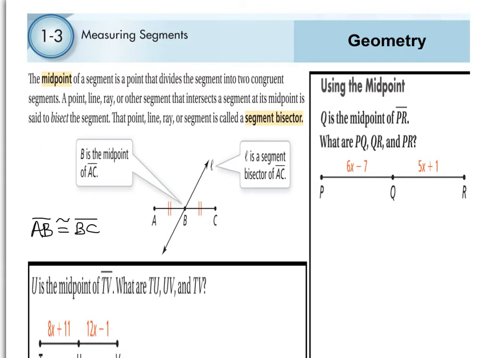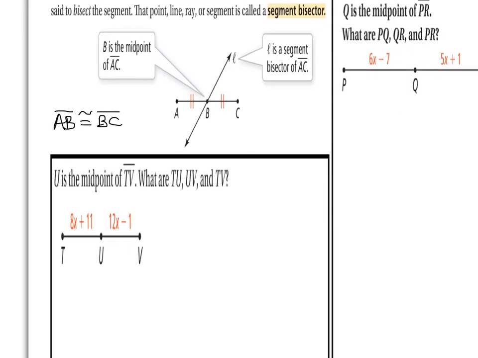That's different from the segment addition postulate. The segment addition postulate said part plus part equals whole. Now we're saying that these two parts are equal. We're going to set them equal to each other to figure out our answer. So let's take a look at a couple of examples here.